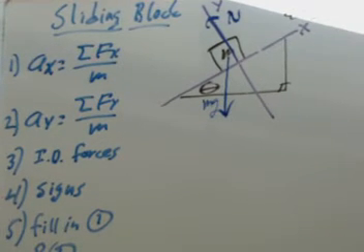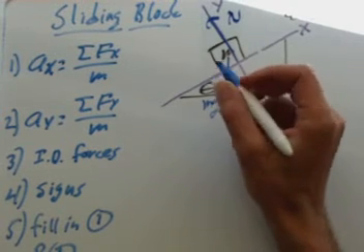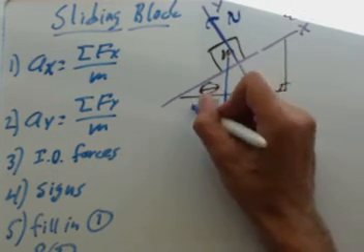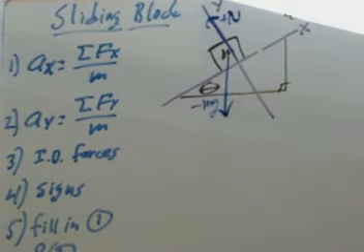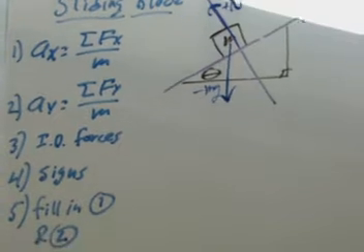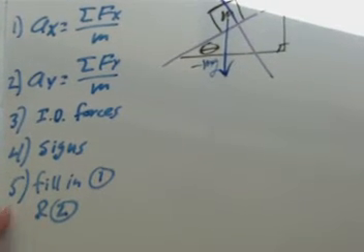I'm getting ahead of myself. Let's identify the signs. I guess we can call this a negative mg because it's down, and we'll call normal force up like that. That'll be fine. That's about it for the sign convention, two signs, two forces. Now what I'll do is go and fill in the equations 1 and 2 for this and see what we get.